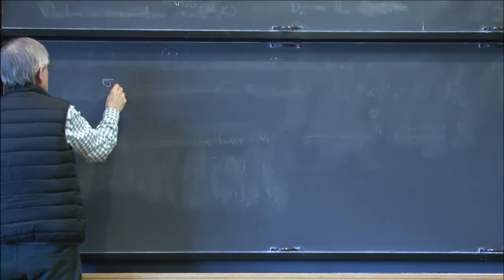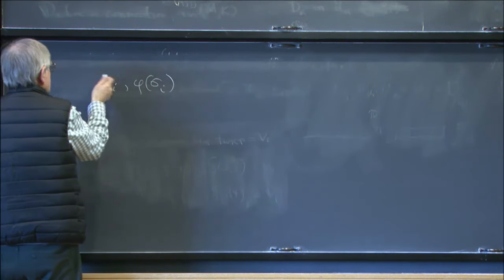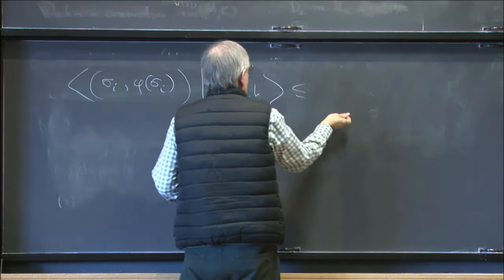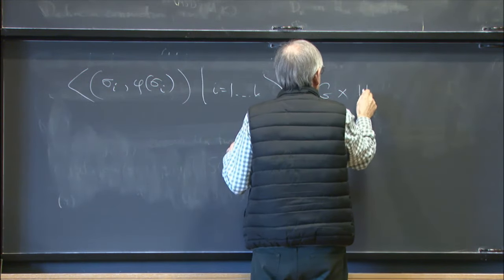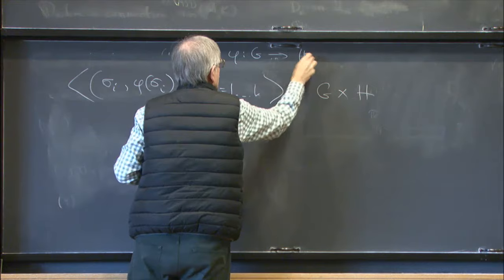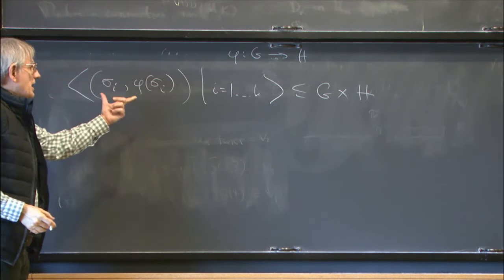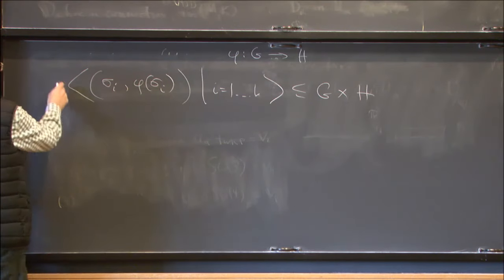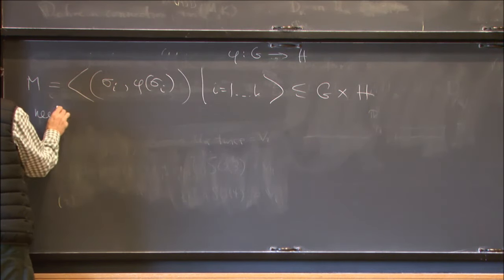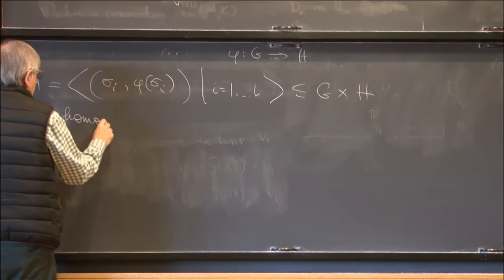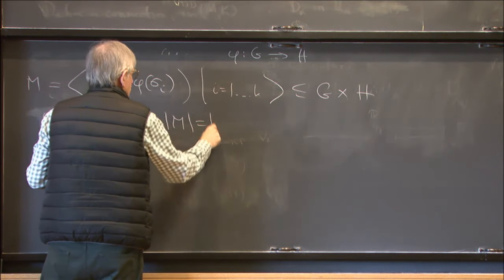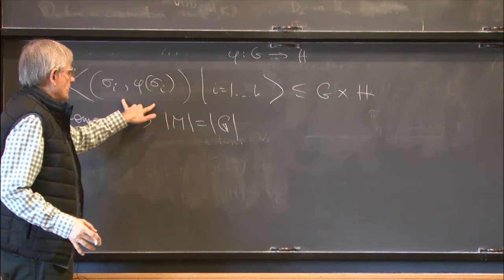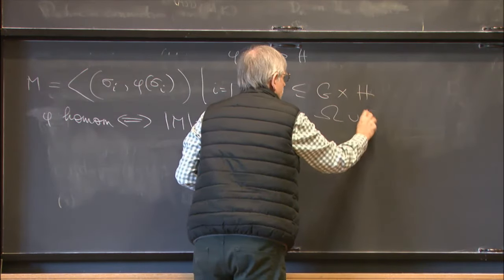So we look at the generators sigma I and phi of sigma I, for I equal 1 to k. These pairs generate a subgroup of G cross H, if the homomorphism is from G to H. And now what we check is that this subgroup has to be isomorphic to G. In fact, let me call this group M. What we need to check is that phi is a homomorphism if and only if the order of M is the same as the order of G. And that's what we check. And that we can, because this is still a permutation group, a permutation group on the union of omega and gamma.